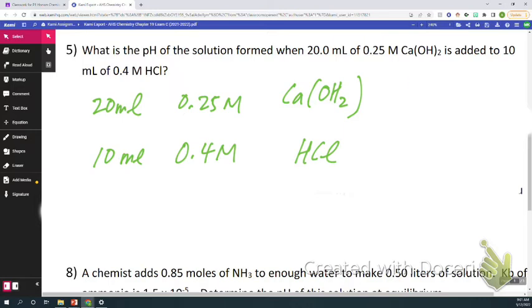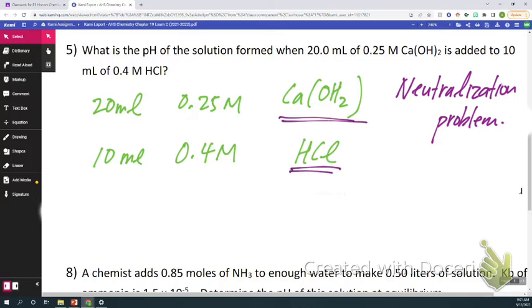This is called a neutralization problem. We did several of them. They're gonna neutralize each other. We have a strong base and a strong acid, and they're gonna knock each other out until one of them wins. And then whichever one wins, you have to find out how much is left over. That is gonna be the determining factor of what the pH is. Whoever wins out, and by how much. And then whatever's left over, that OH minus or H plus, you negative log and get pH.